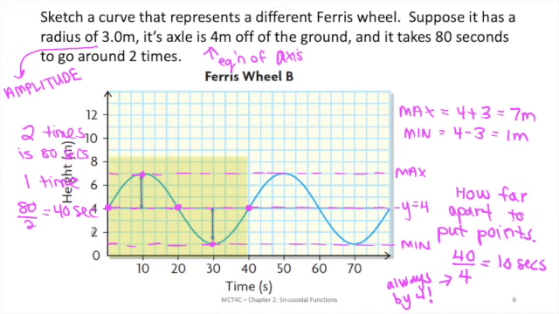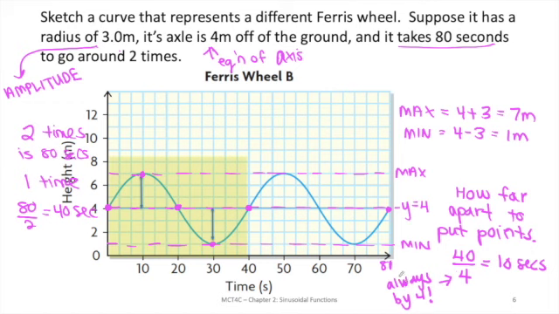Okay, so that's how you would draw that, and you can continue going on with your next cycle to draw a second cycle there. Just in case you were asked more questions, and because it also gave you, in the original question, 80 seconds to go 2 times around, you should be able to draw your graph to 80 seconds, which would be on the graph there.